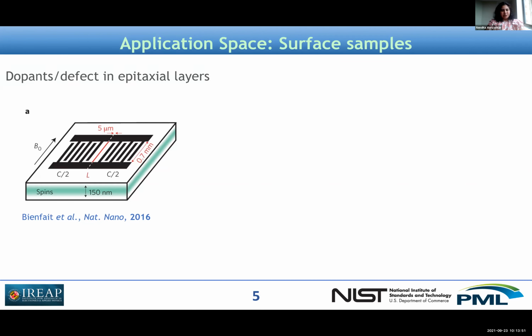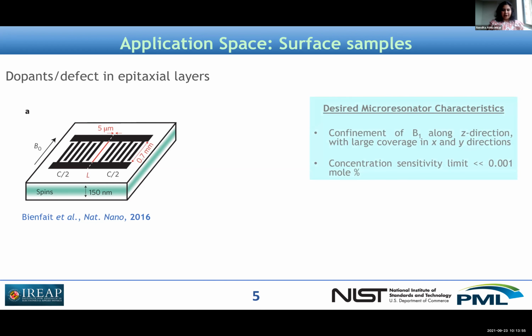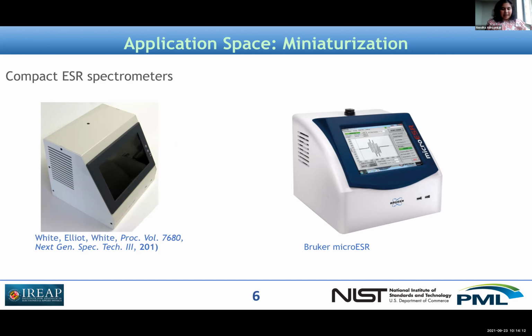So we want a large surface area extent, but we want to confine the B1 in one direction, right? So we want to confine the B1 along the vertical direction with a large coverage in the X and Y directions. And of course, we want a pretty high concentration sensitivity, or a low concentration sensitivity limit. And the fourth application space is miniaturization.